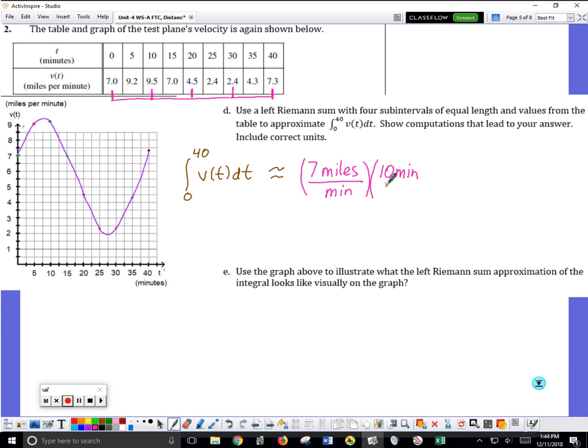So our approximation is that during those first 10 minutes, the position of the object will move to the right by 70 miles. So why are you taking only, since you're doing a left Riemann sum, why are you not taking like 0 to 5, like that change? Because it's the left side. Like, that doesn't really make sense.